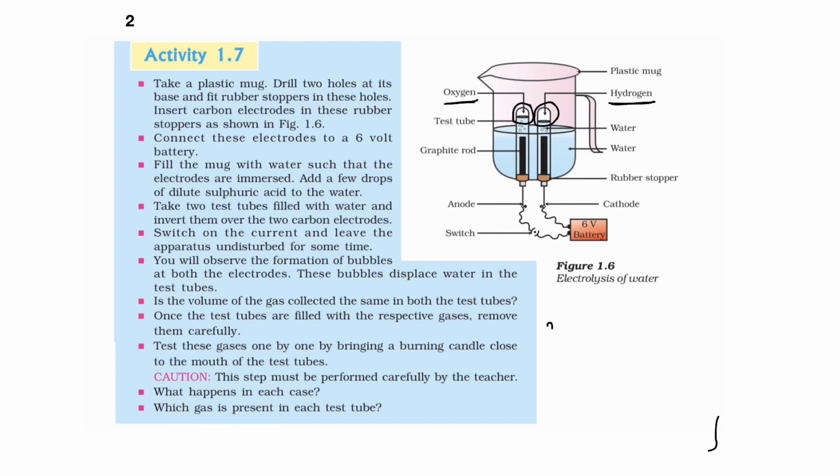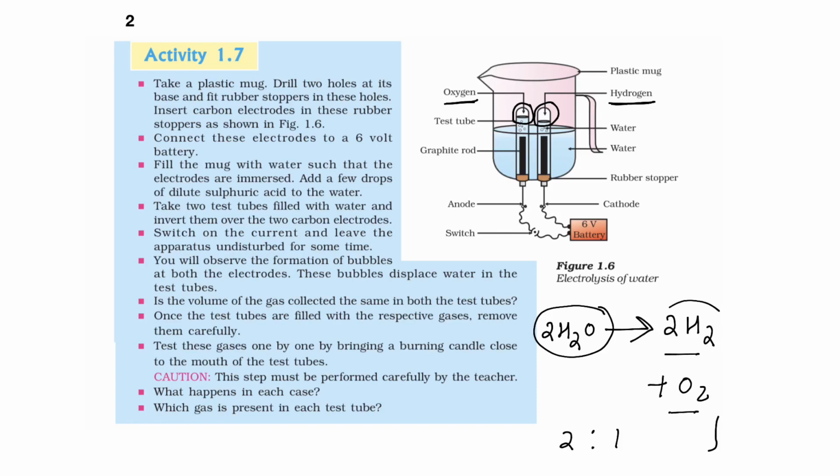We can check the equation. 2H2O undergoes decomposition to give what? 2H2 and 1 O2. Water undergoes decomposition to give hydrogen and oxygen in what ratio? In a 2:1 ratio. 2 hydrogen is produced and 1 oxygen is produced on decomposition of water. Understand? So the volume of the hydrogen produced will be double that of the oxygen. Hope you understand the point.